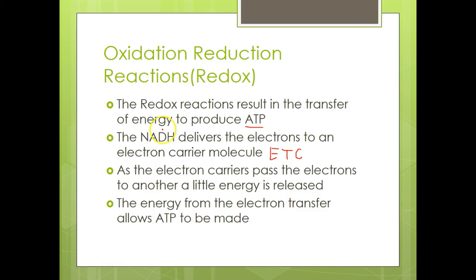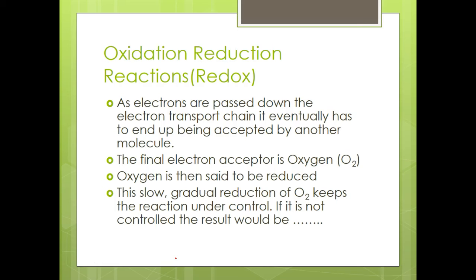Once these electrons and hydrogen ions are delivered to the electron carrier molecules, we will use the electrons and hydrogen ions to produce ATP, usually using the enzyme ATP synthase. Oxidation reduction reactions continued as electrons are passed down the electron transport chain. Eventually the electrons have to end up being accepted by another molecule. The final electron acceptor in cell respiration is O2.